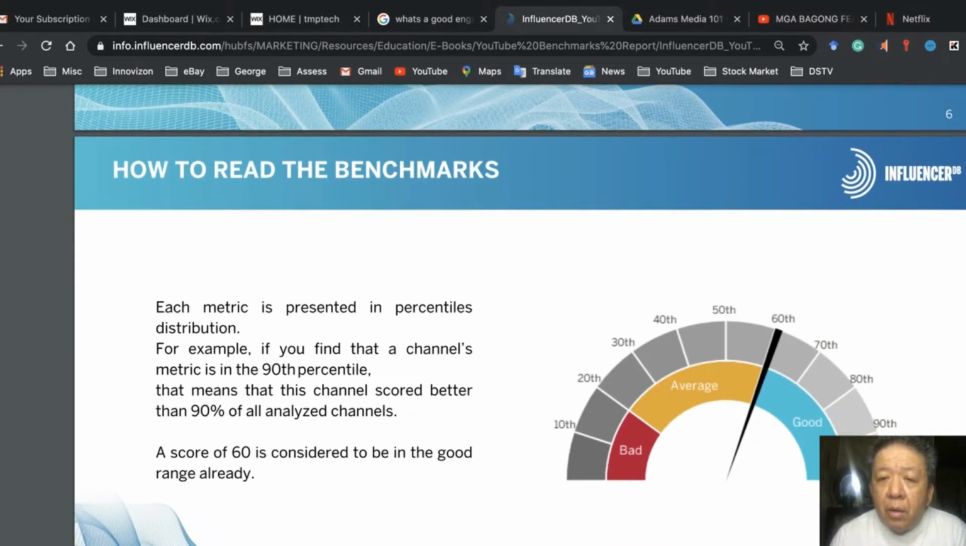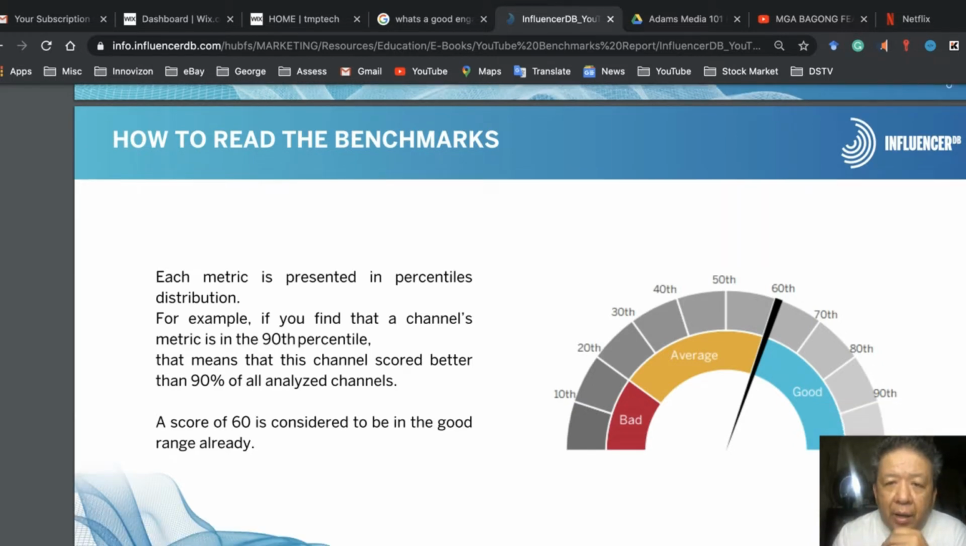So how to read the benchmarks? We have here an indicator on your dashboard. We have the 10th percentile, the 20th percentile. Think of this as all the data divided into 10. If you are scoring in the 90th percentile, that means you were able to defeat 9 out of 10 of all those in the data. So take 100 YouTubers, you are better than 90 of them. That's what it means. A good rating is if you're better than 3/5, or 60%, of all the analyzed channels.